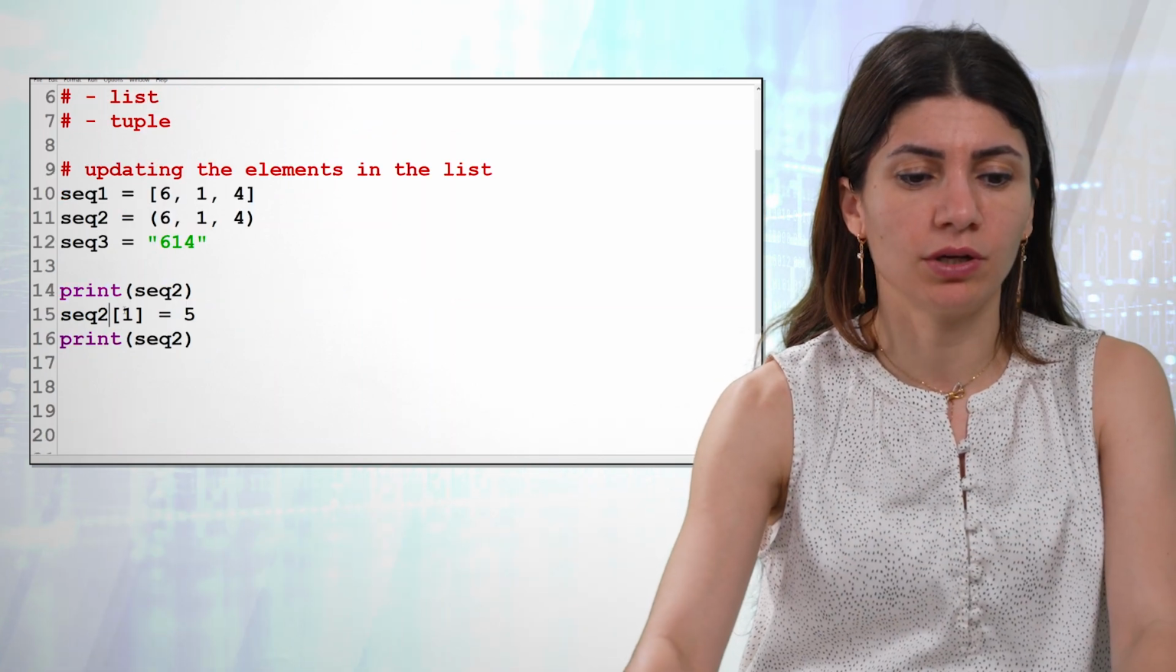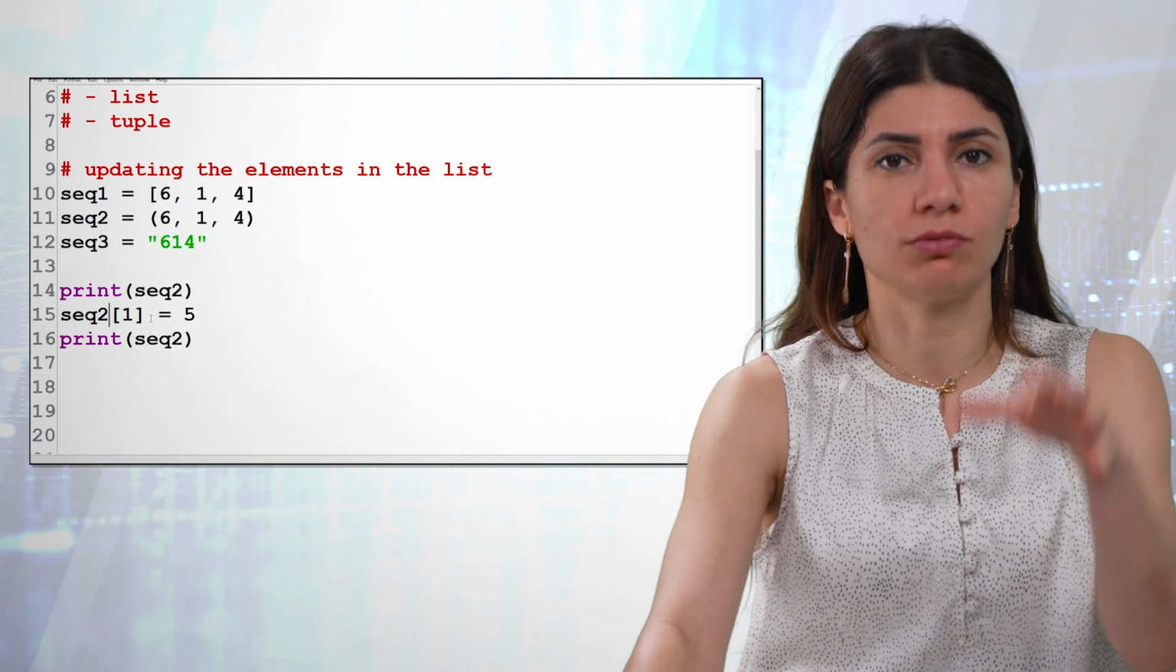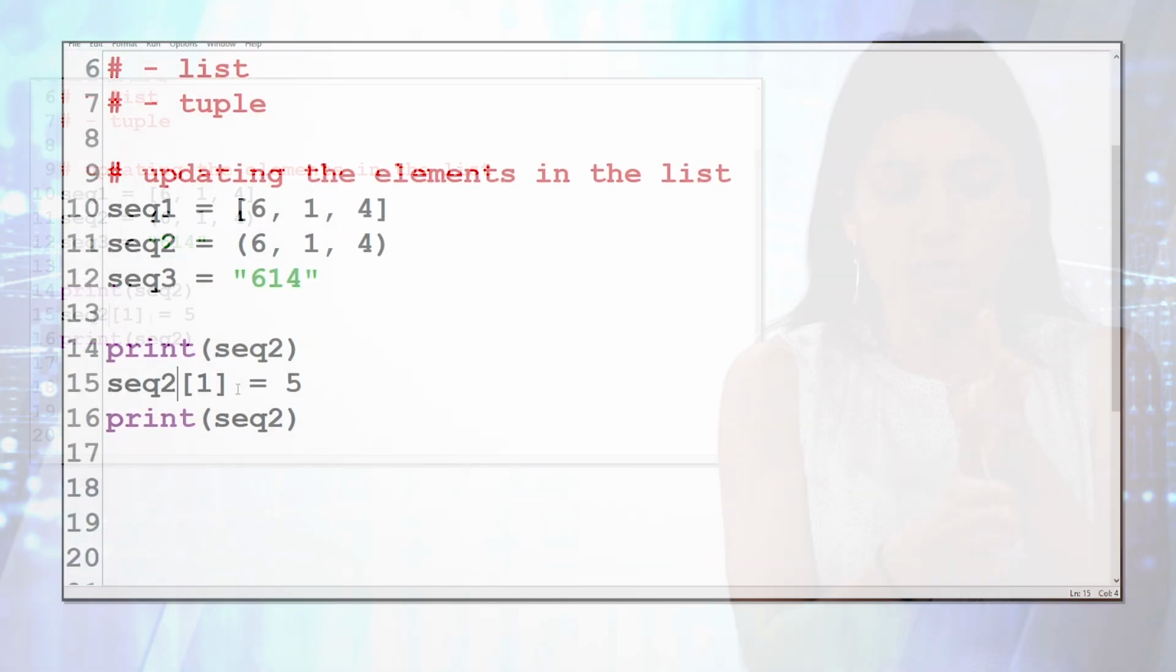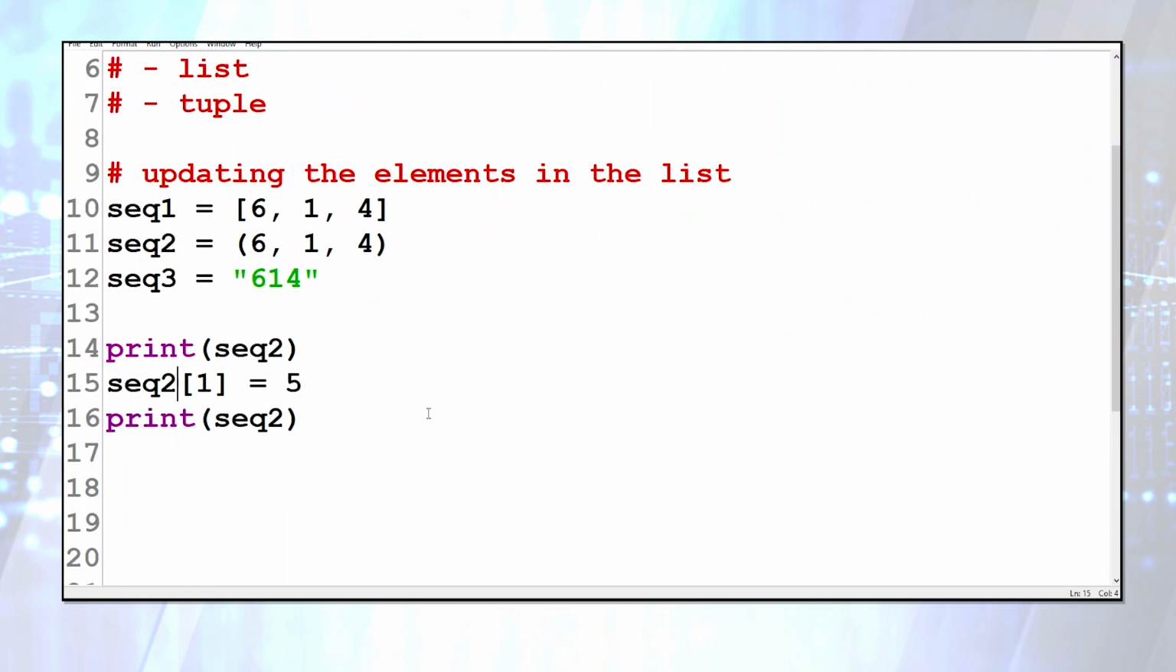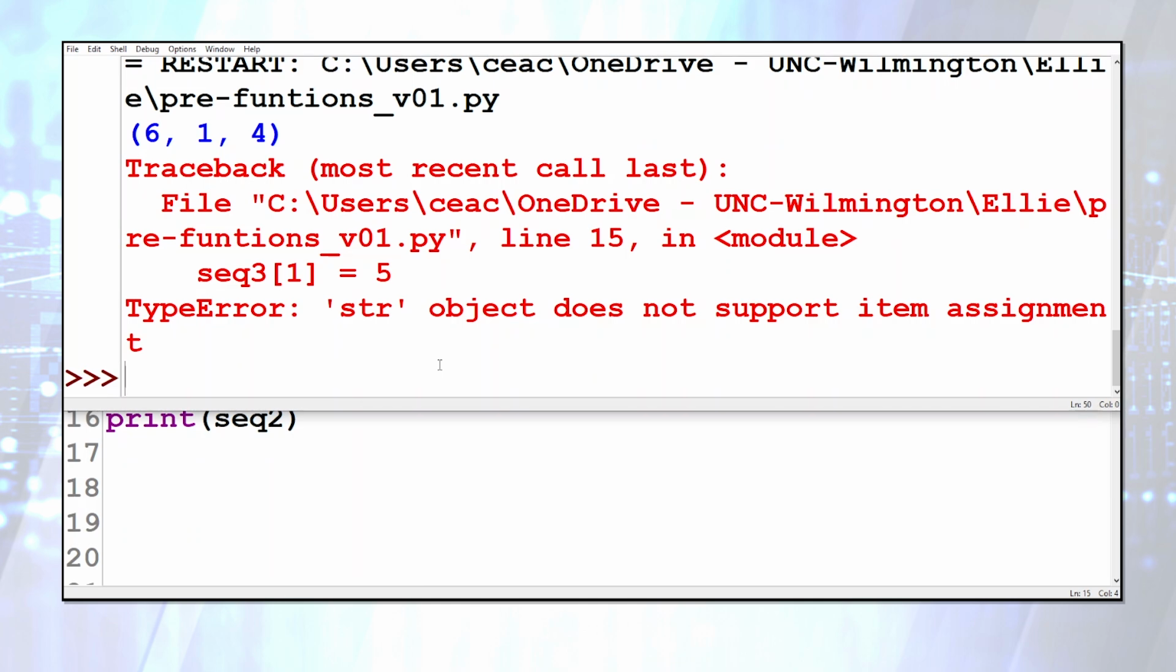You cannot simply go through it and make a small change to the tuple. If you run that one, it's going to give us an error message. It says, tuple object does not support item assignment. You cannot change the values inside a tuple. And same thing with a string. If you try to change values inside a string, it's going to give you an error message. It's not supporting that item assignment.